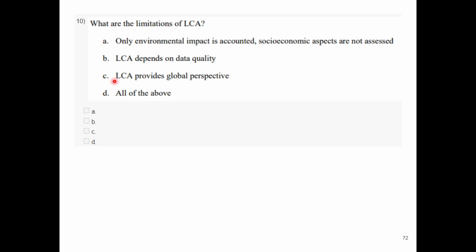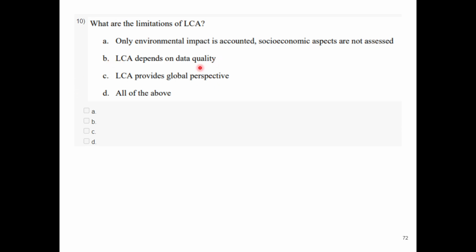Okay, C, LCA provides global perspective. So that is a good thing. That is a benefit. It gives a global idea of the assessment, and of the environmental impact for a product. So that is a benefit, not a limitation. Therefore C is incorrect, and because C is incorrect, D is also incorrect. So A and B are the correct options.